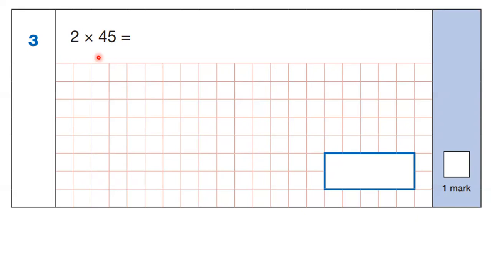Question 3, 2 times 45. One way to do this is to set it out as a column multiplication, and then 5 times 2 is 10, so 1, 0. 4 times 2 is 8, plus 1 is 9, so our answer is 90. But to save time, you could try to do this mentally.